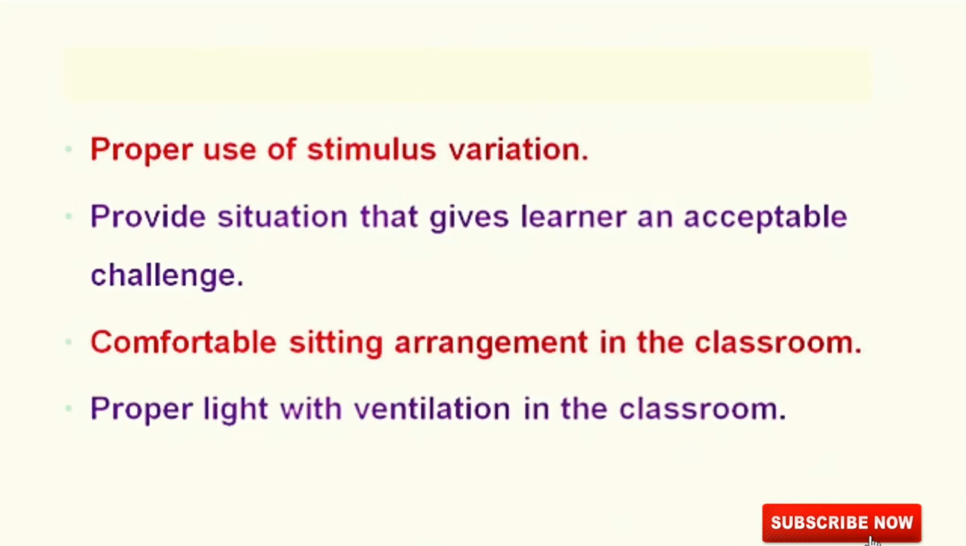Next is about the seating arrangement in the classroom, or you can say the physical facilities which are available in the classroom. The seats which are already available in the classroom should be comfortable, and moreover the seats should be arranged in a proper manner. Last one is about the proper light and ventilation in the classroom. Proper light is also a very necessary condition for learning to occur.